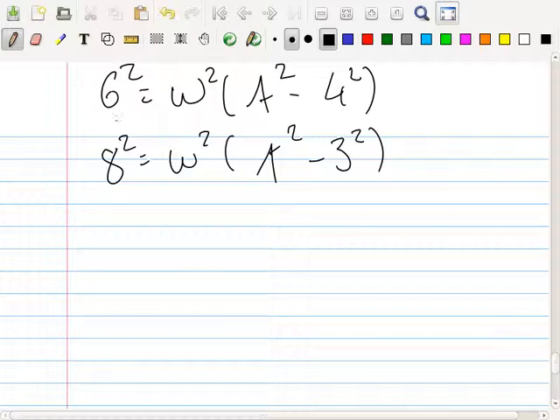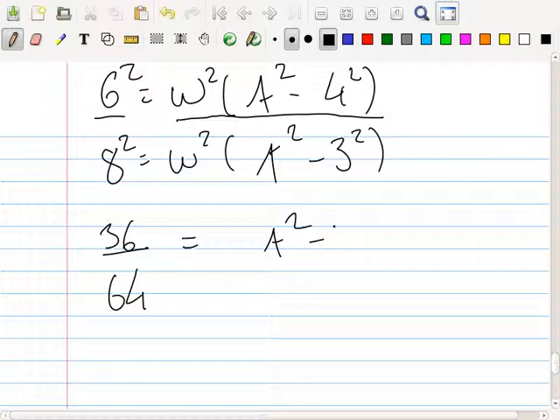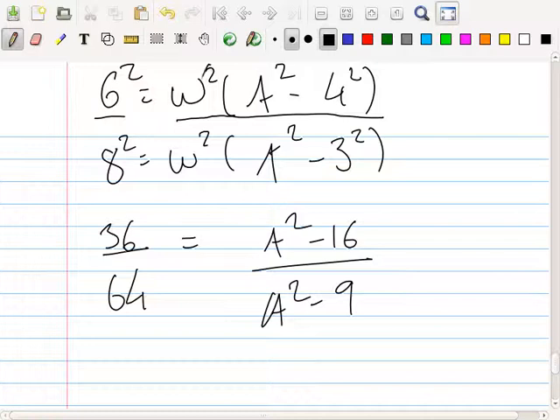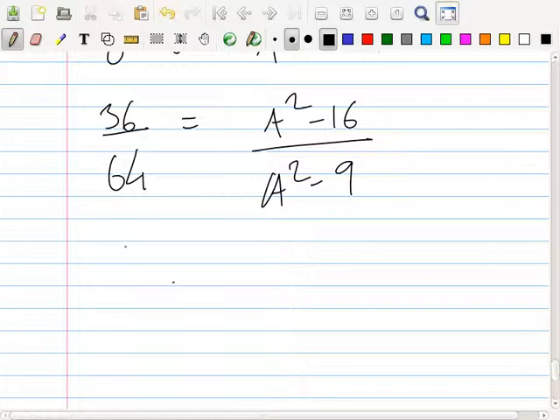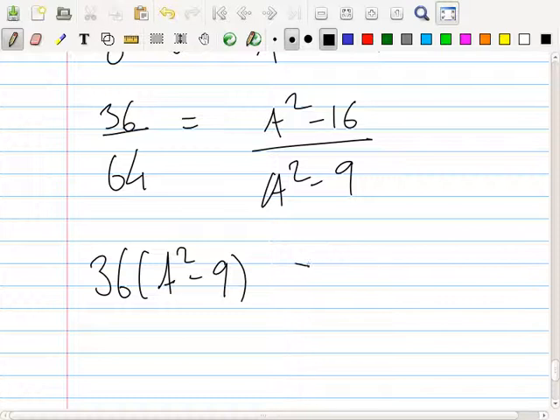What you can do is divide both of these equations. So here I get 36 over 64 equals a squared minus 16 over a squared minus 9, because you can cancel the omega squared. Okay. So I can say 36 times a squared minus 9 equals 64 times a squared minus 16.